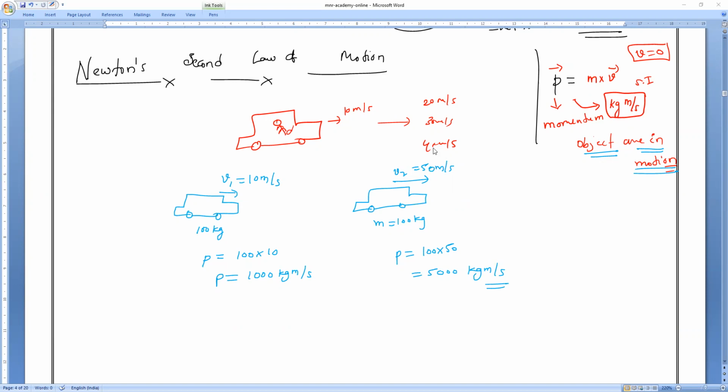Yes, everybody. The velocity of the car is changing. Is it possible to change it without applying a force? That is my first question to you. Do you understand what I am asking? No, sir.